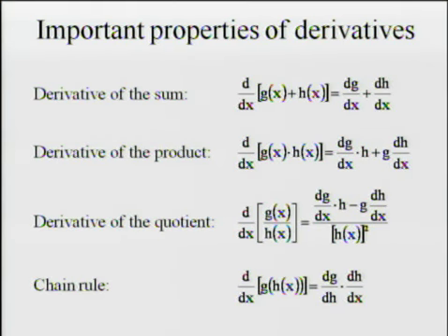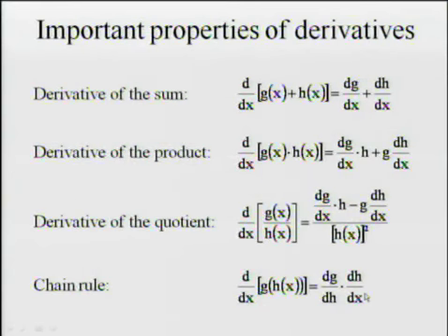How do we calculate cosine of x squared? Let's say I have a certain value of x. What do I have to do? First I have to square x. Then you have to take a cosine, right? So function h would be square and function g would be cosine.